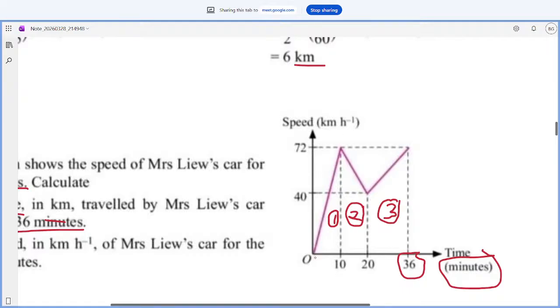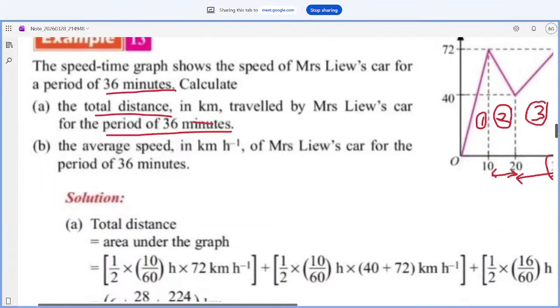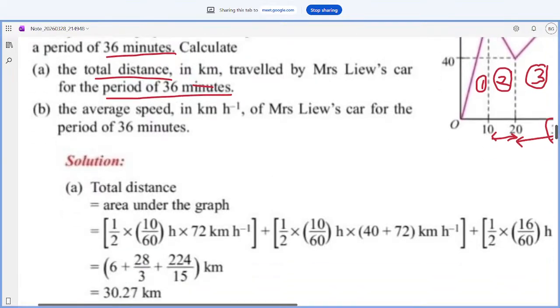So triangle, half times 10 times 72. And then trapezium, half times 72 plus 40 times 10. The difference is 10 height. Okay, and then third one, half times 40 plus 72 times 16. Okay, 36 minus 20, 16. Plus everything. Okay, so final answer, you should get like this. You can write it all in one shot.